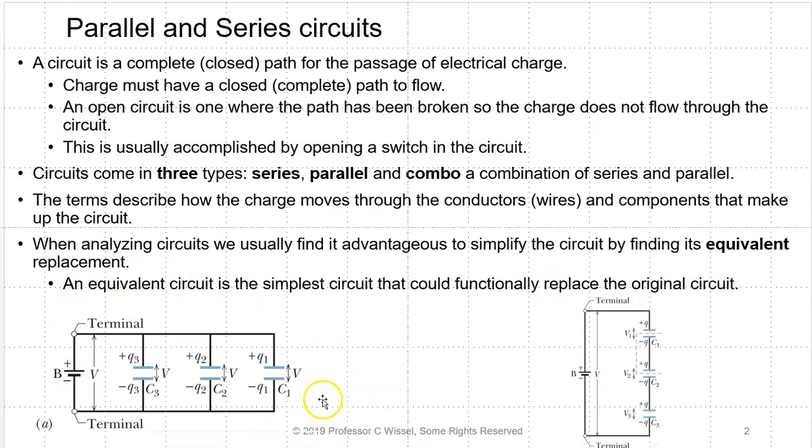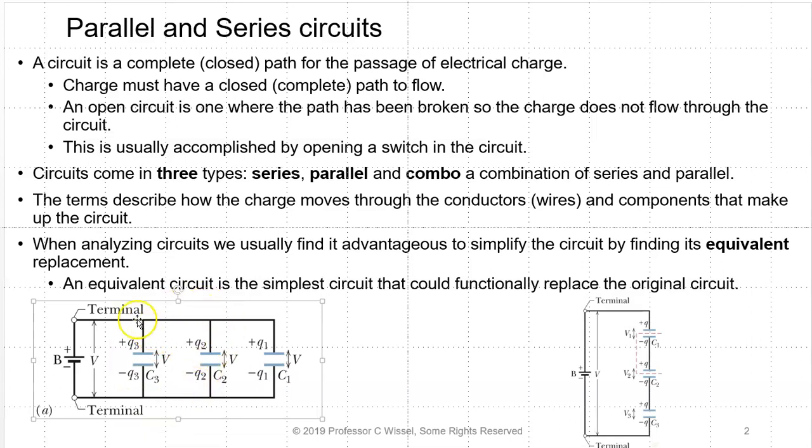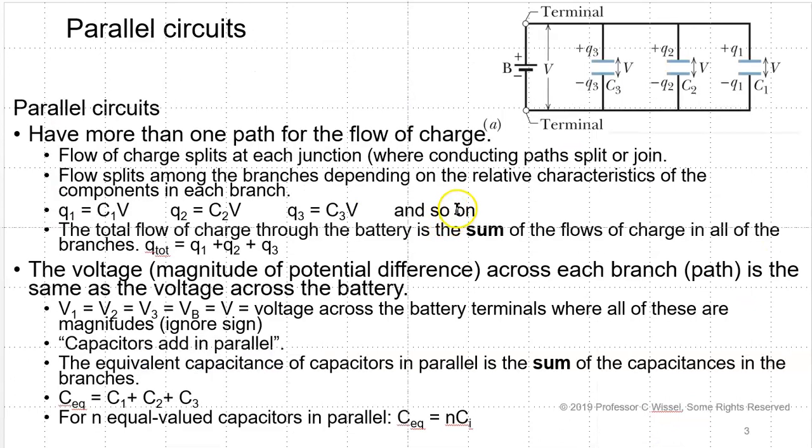This, by the way, is a parallel circuit. Parallel circuits have multiple paths for the charge to flow. So there's more than one way for the charge from the battery to flow through this circuit. A series circuit, by definition, has only one path for the current to flow. That's the main difference between these two circuits. We will cover these individually. First, we're going to start with parallel circuits.